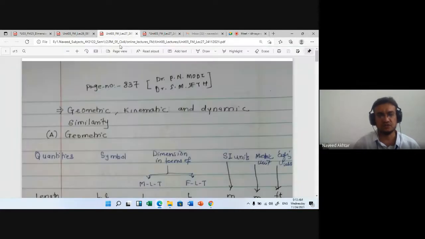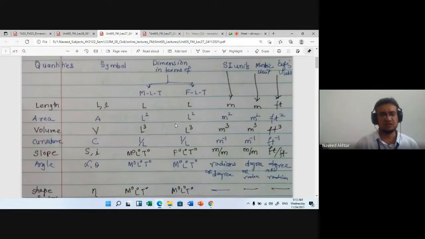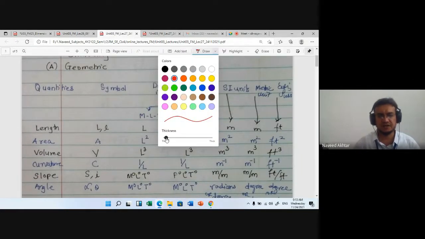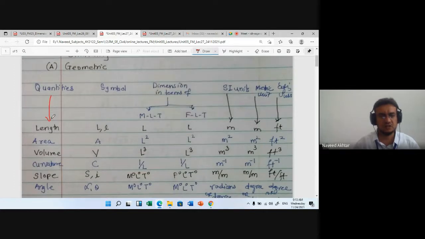Now we'll proceed today. We'll see one by one in the dimensional analysis the geometric, kinematic, and dynamic similarity. So I will go with these quantities. In the first column, you can see where the quantities are given. Okay, these are the quantities. Then the symbols for those quantities, and dimension in terms of mass, length, and time. And FLT means force, length, and time.